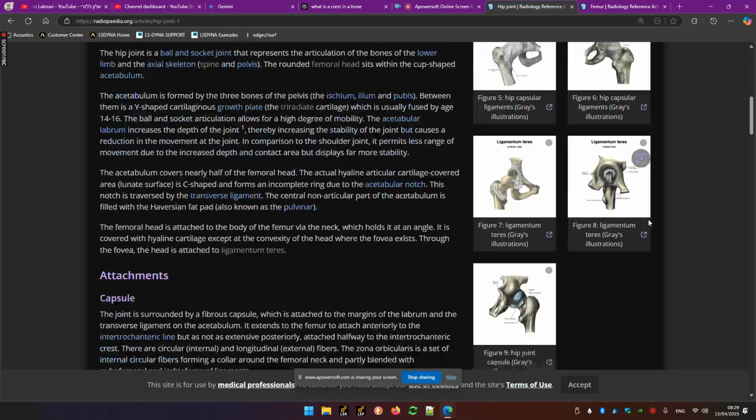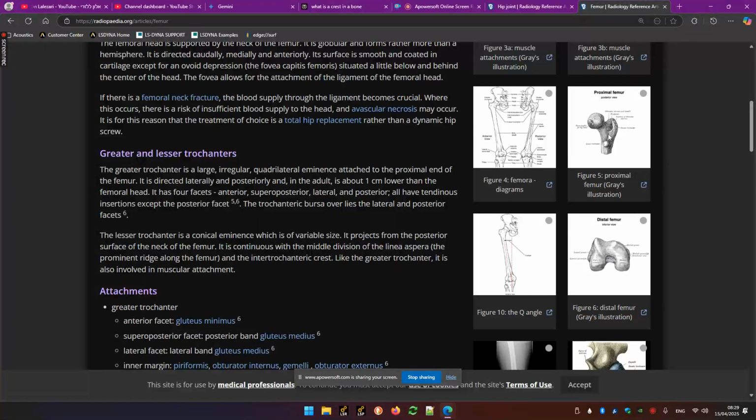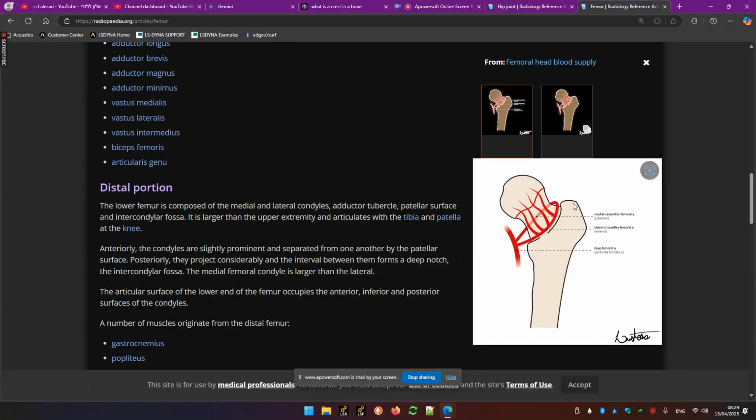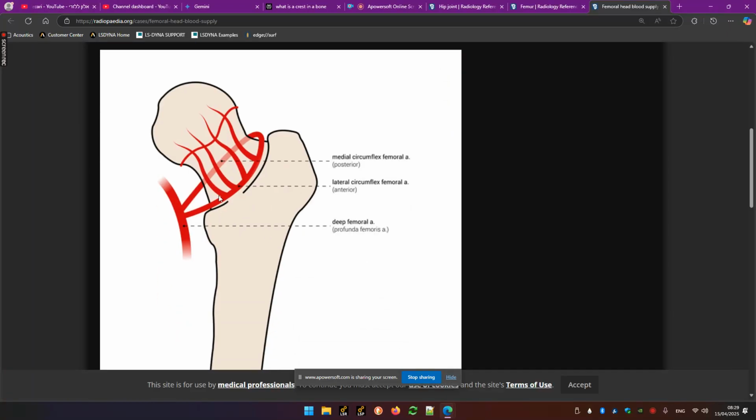So if we are looking on the blood supply of the femoral head, if I'm making it a little bit bigger, I can see that the blood supply comes from this deep femoral artery known as the profunda femoris artery. Now, this gives rise to the most important artery to the femoral head and neck, which is the medial circumflex femoral artery. There is also the lateral circumflex femoral artery. Those give branches to the femoral head and neck.